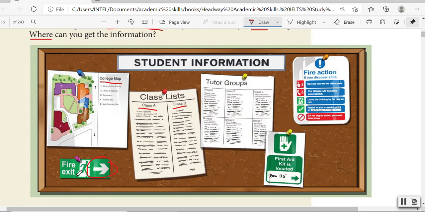here. It means you can get a lot of information from this table. If there isn't any person in that place or another, you can't see other students, you can look at this table to get information about this college.